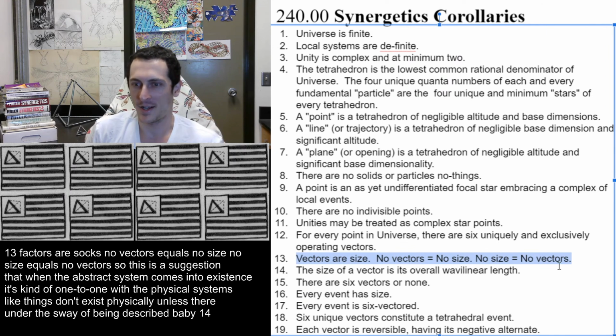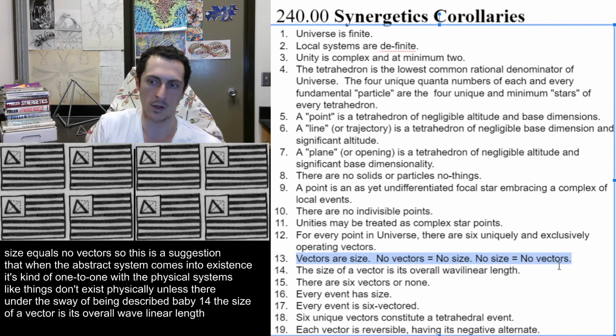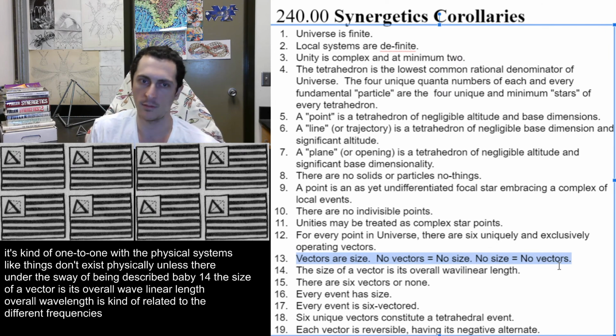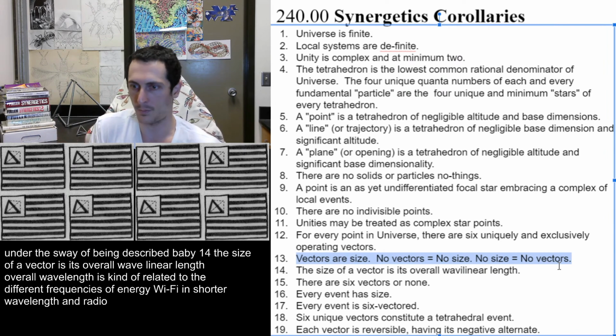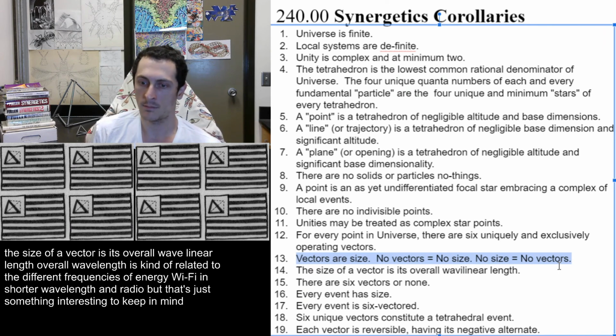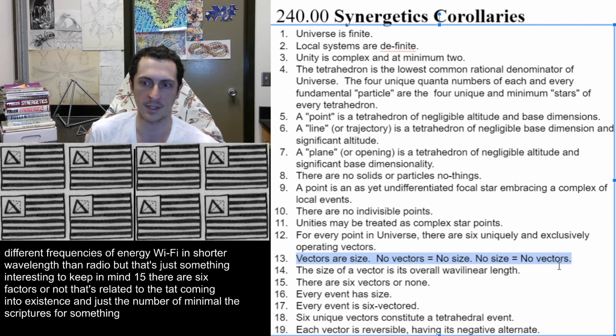14. The size of a vector is its overall wavelinear length. The overall wavelength is kind of related to the different frequencies of energy, Wi-Fi has a shorter wavelength than radio, but that's just something interesting to keep in mind. 15. There are 6 vectors or none. That's related to the tet coming into existence and just the number of minimal descriptors for something that's going to physically exist.